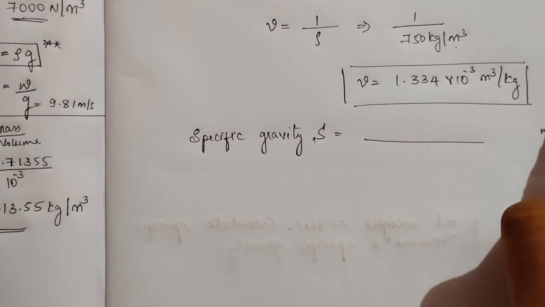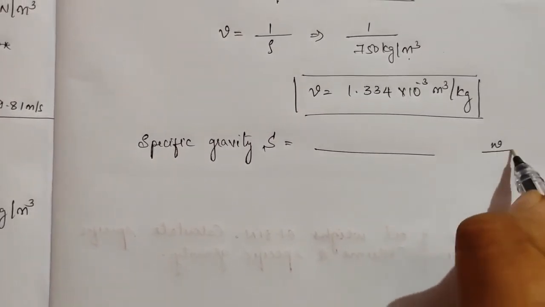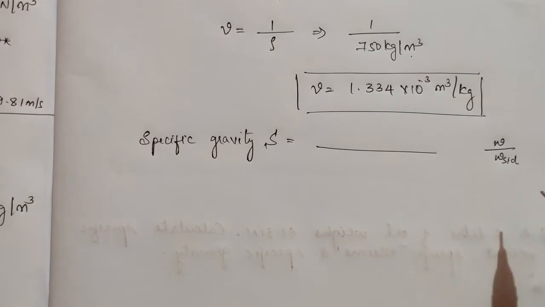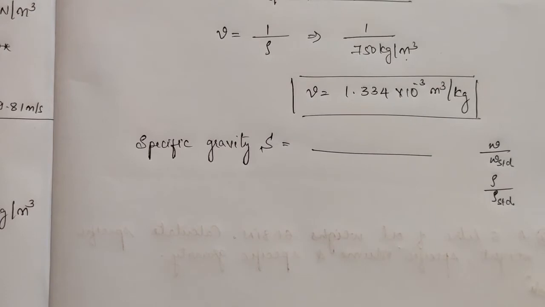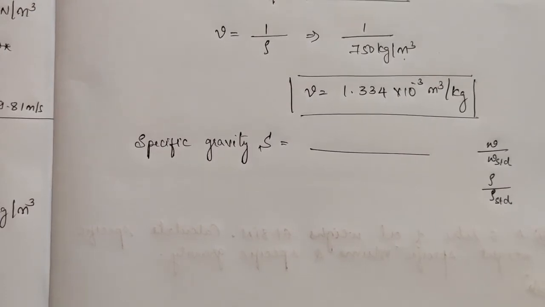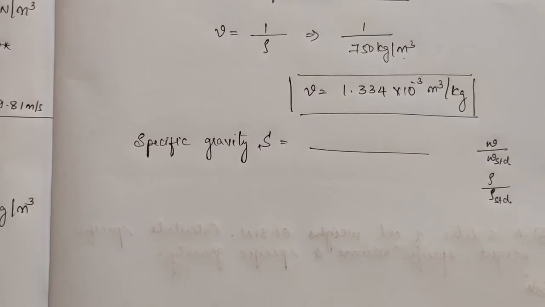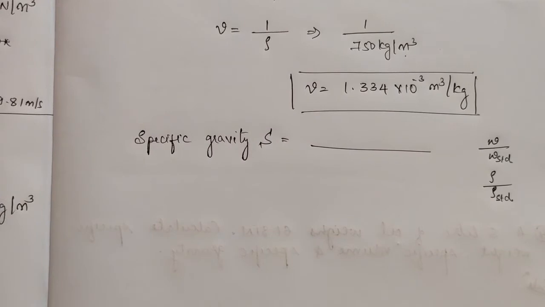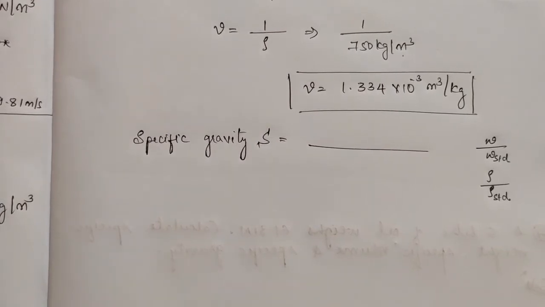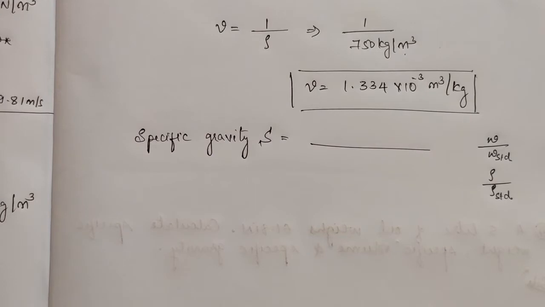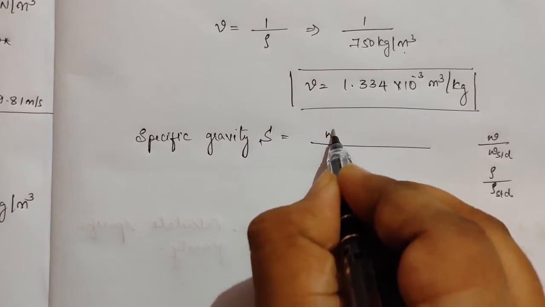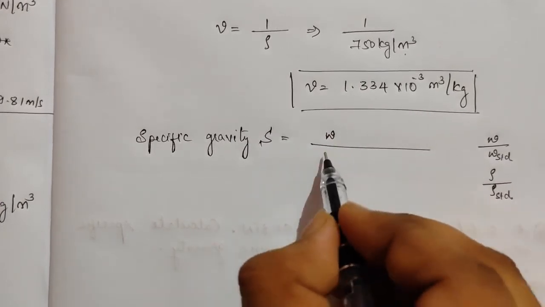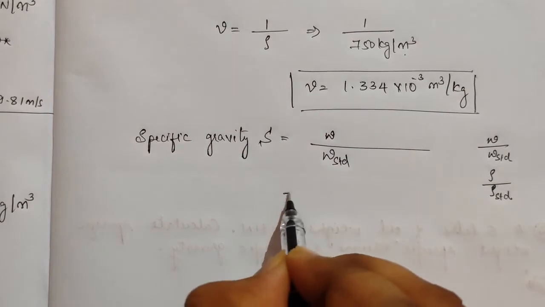If you take weight density of the fluid, you have to take weight density of the water, the standard fluid. If we take density of the fluid, then you have to take density of the standard fluid. Whatever you take, use one uniform value. Both the numerator and denominator should be of the same type. Now I'll take weight only. So specific weight of this liquid divided by specific weight of standard liquid.